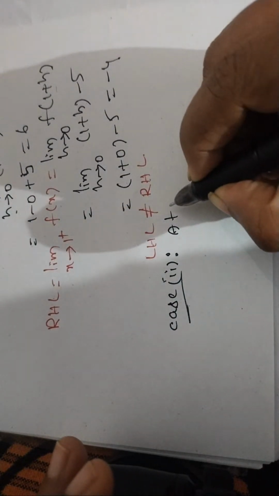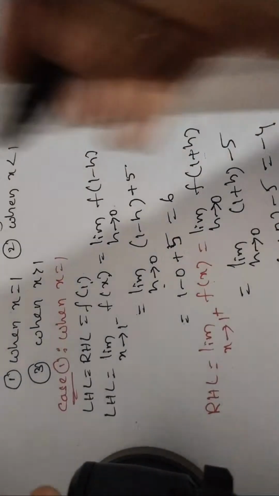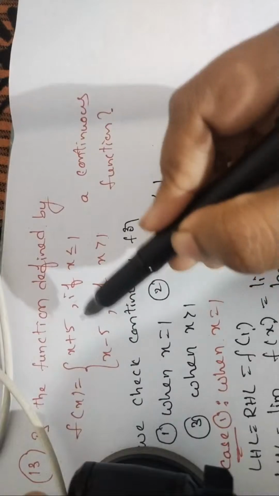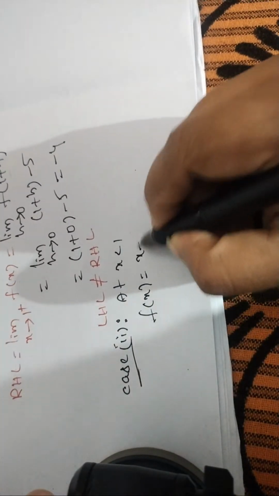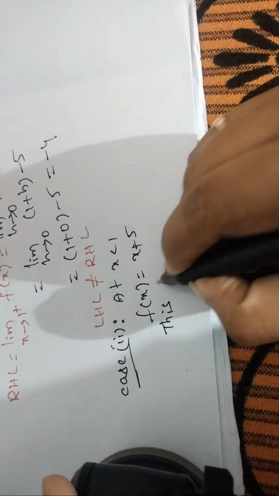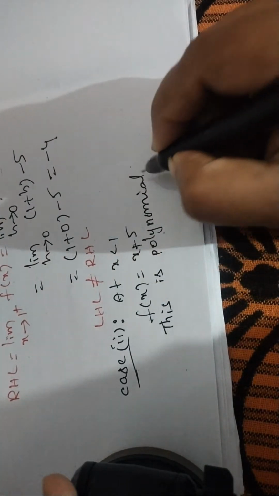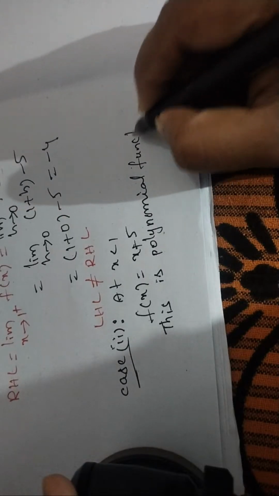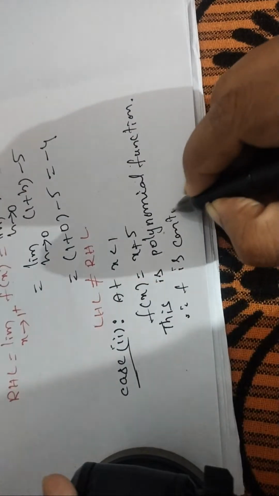Next, case 2. At x less than 1, what is the function? The function is x plus 5. So f of x is equals to x plus 5. This is a polynomial function. Therefore, f is continuous.